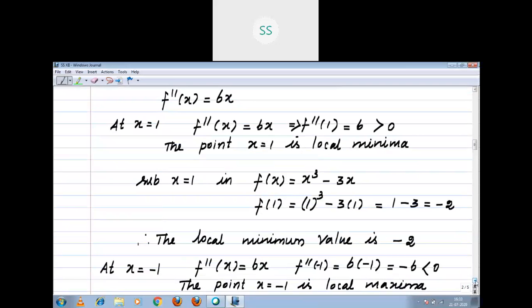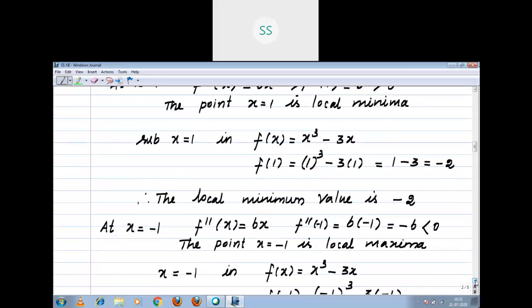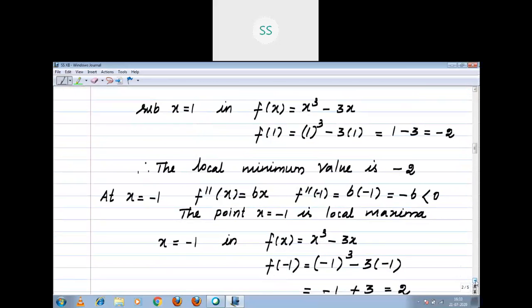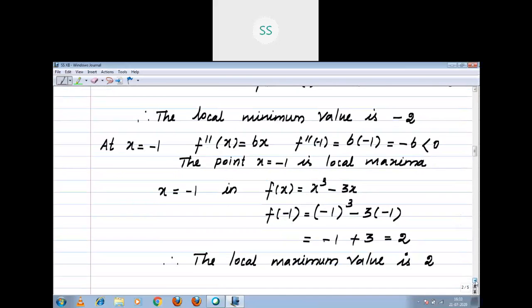The next point, I said you may get x value as 1 or 2 or 3. So x is equal to minus 1. F double dash of x equal to 6x. When you substitute, you arrive at a negative value, less than 0, local maxima. Second order derivative greater than 0, local minima. Second order derivative less than 0, local maxima. The x value you substitute in the given function, you arrive at the local maximum value.